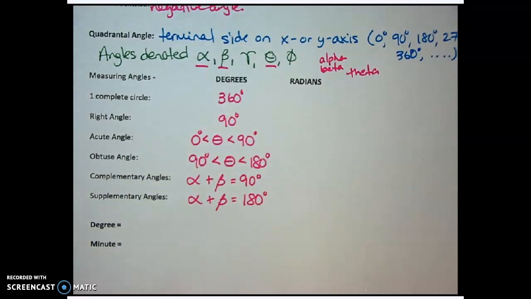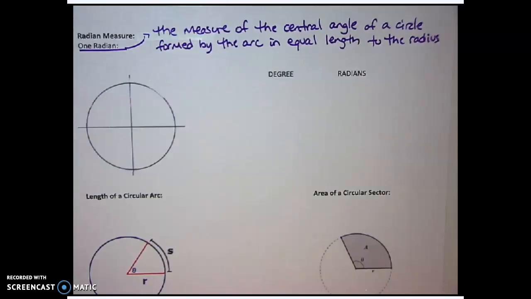We're going to jump ahead real quick because I want to show you an animation of what a radian is and define a radian, and then we're going to come back and define what all of these are in terms of radians. So this is the definition of 1 radian. It's the measure of the central angle of a circle formed by an arc equal in length to the radius. But what exactly does that mean?